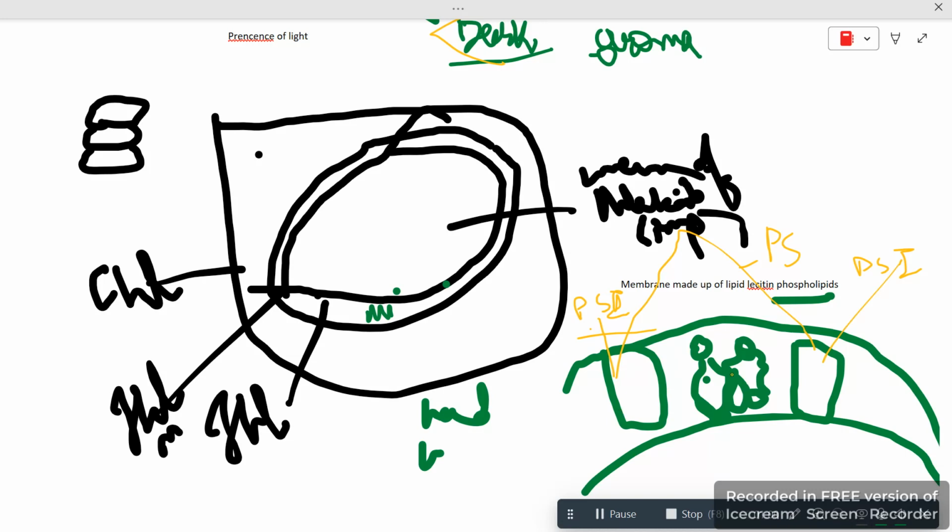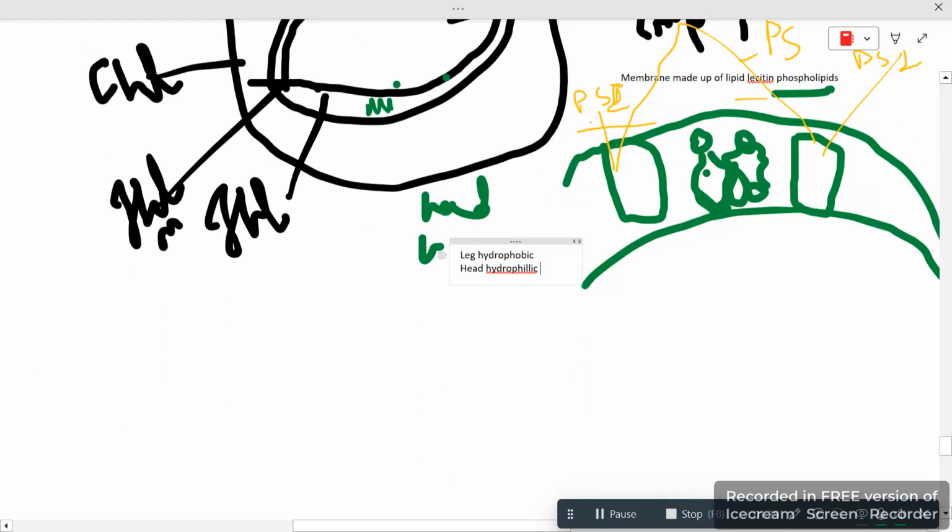I was just discussing that this is the bilayer, the phospholipid bilayer membrane. The leg region you will see is hydrophobic, and the head region is hydrophilic. We consider them as the head or the leg region. They are embedded structures, which are known as photosystems, as I just discussed. So this was the first.